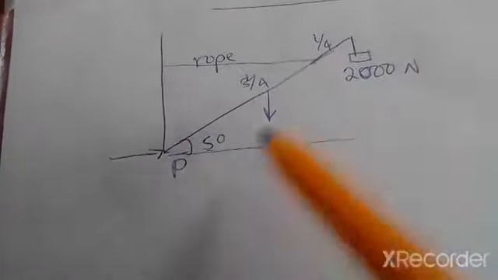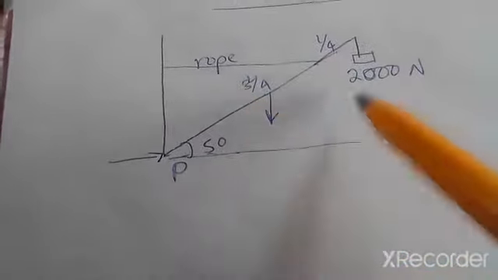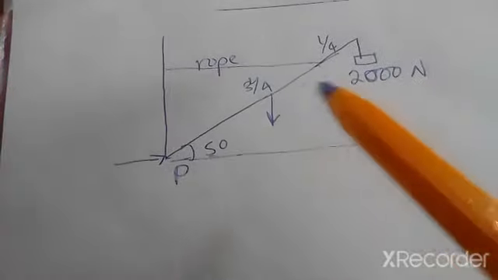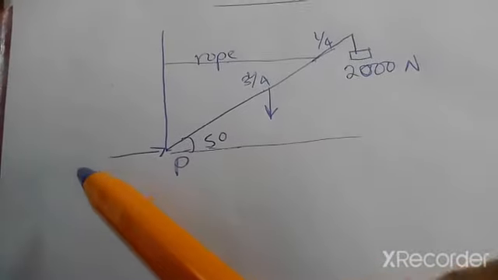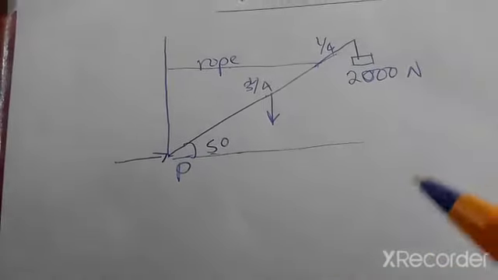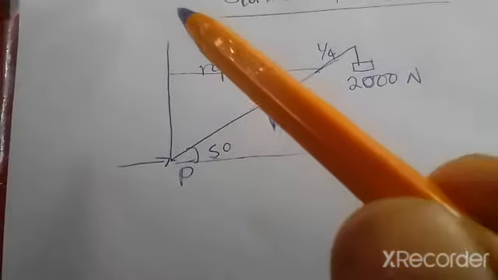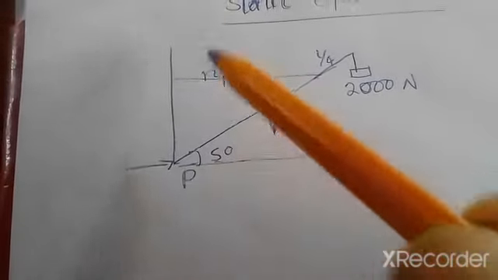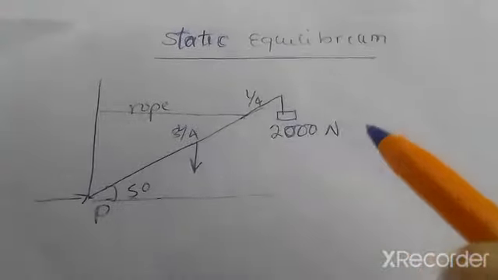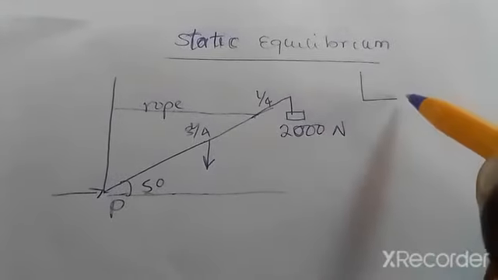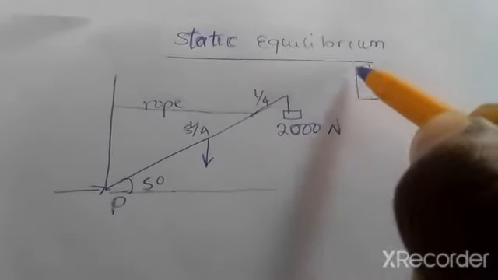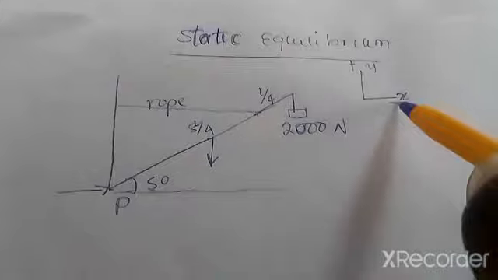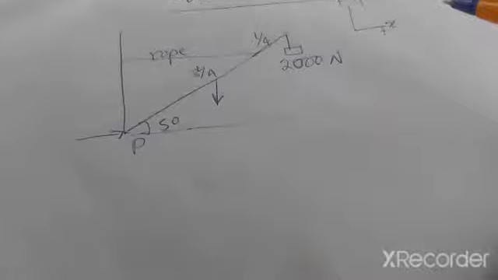Since the system is in equilibrium, the forces in the positive x-axis are equal to the forces in the negative x-axis, and the forces in the positive y-axis are equal to the forces in the negative y-axis. So this will be x, this will be y, so this will be positive and this will be positive, meaning the opposites will be negative.